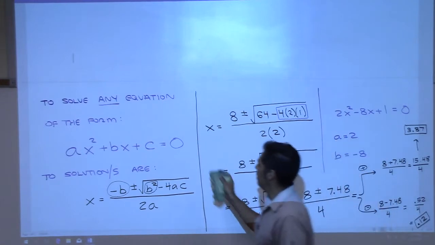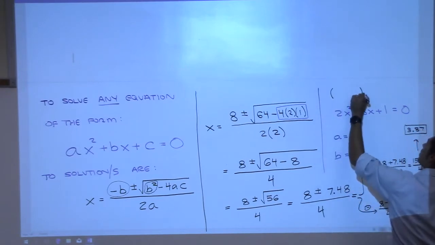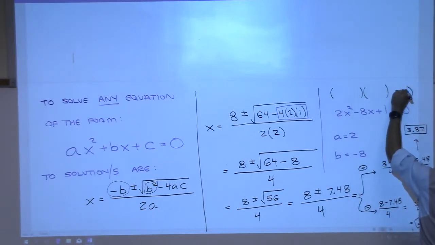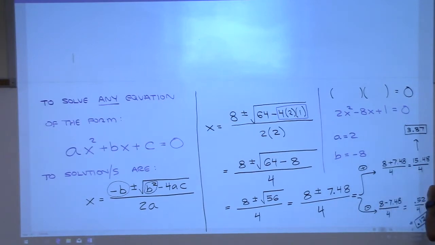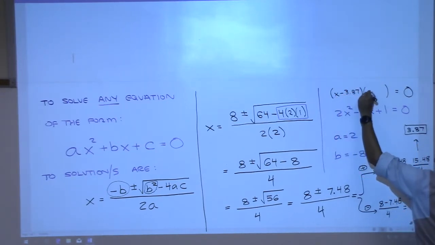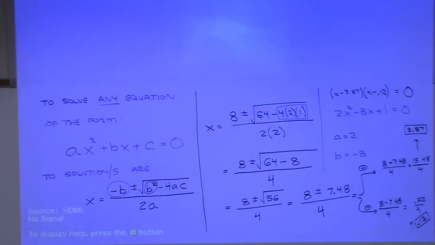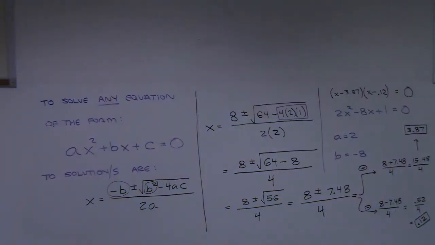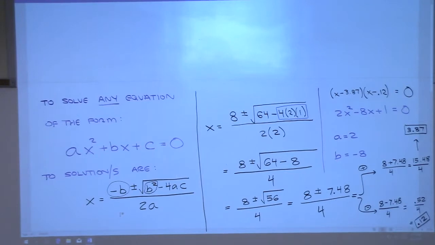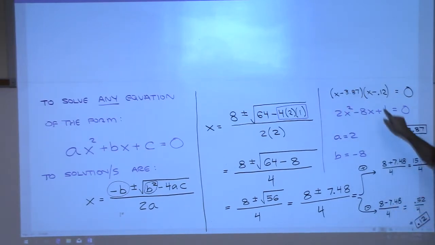Now, believe it or not, that means this does break down. It does break down. And since these are two answers, you don't need to write this down, I just want you to think about this. It means that this breaks down to be this, because if I plug in 3.87, this becomes 0. If I plug in 0.12, this becomes 0.